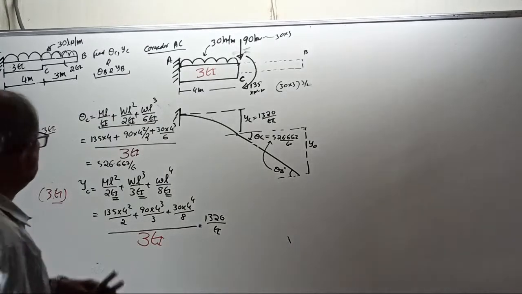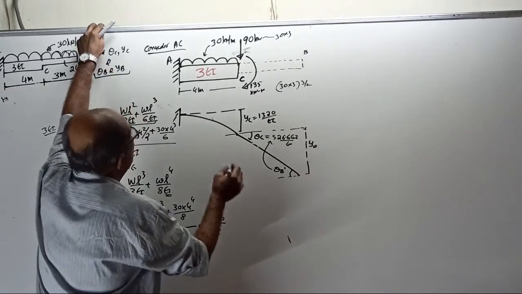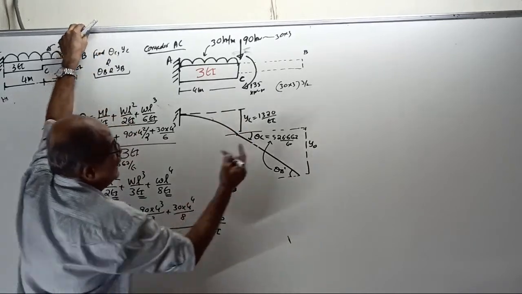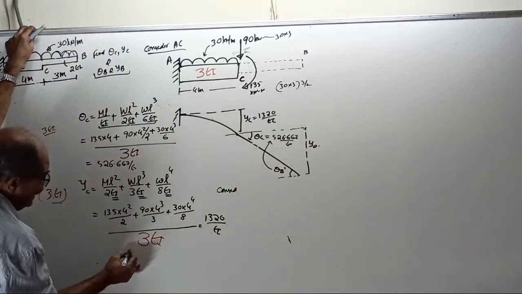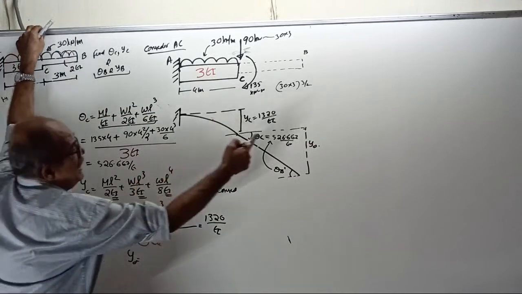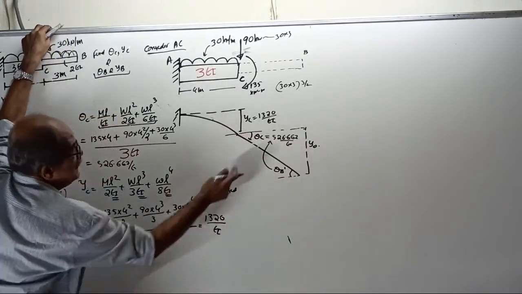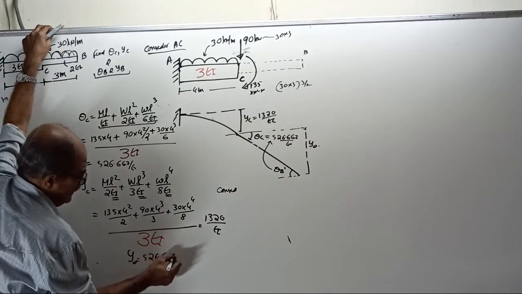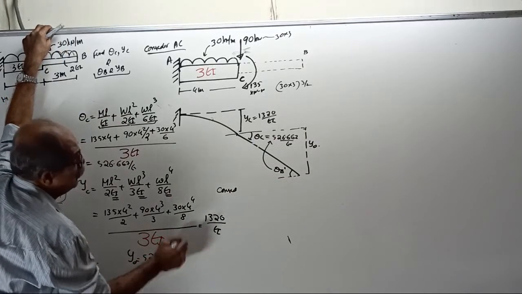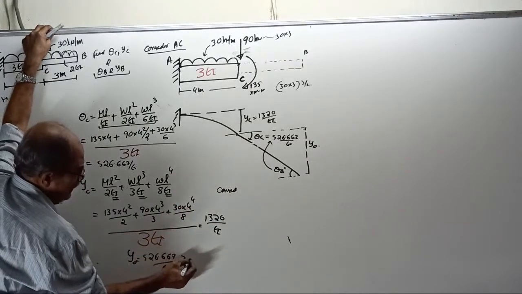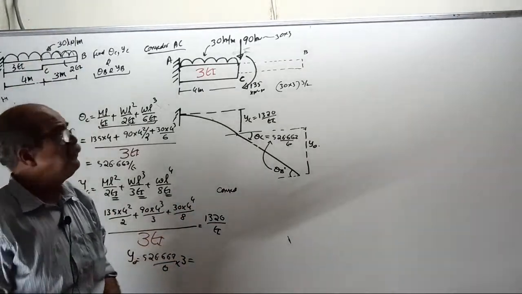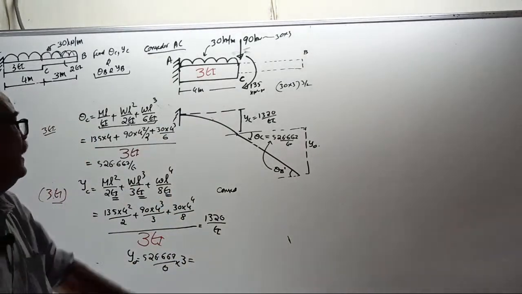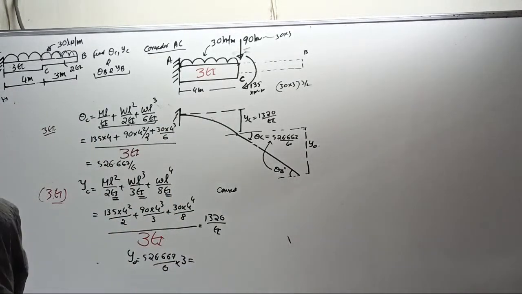Now this is over. Now one more thing: that extra Y naught I want. Y naught equals theta here, 526.667 by EI, into the further length of 3 meter. Tell the answer. 526.667 into the further length of 3 meter. This also I told you, it is a straight line. Answer. The last answer, this I don't have.